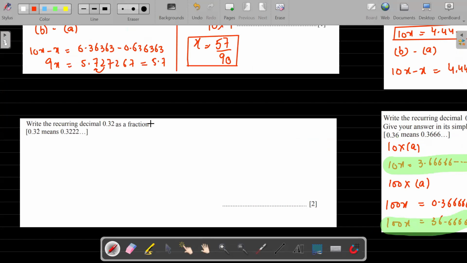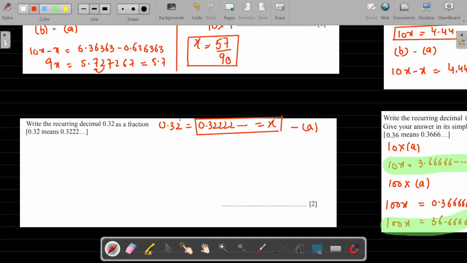Write the recurring decimal as a fraction. Here the dot is on 2, so it will be 0.32222 and so on. I will consider this equal to x. This will be my equation 1. I'm going to write this as equation 1 or A. You can name it with any number or any letter. Okay, I'm going to name it A.